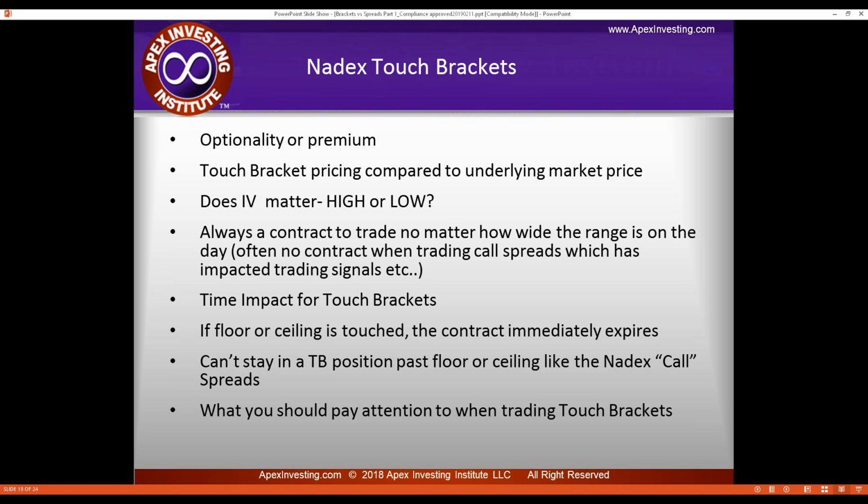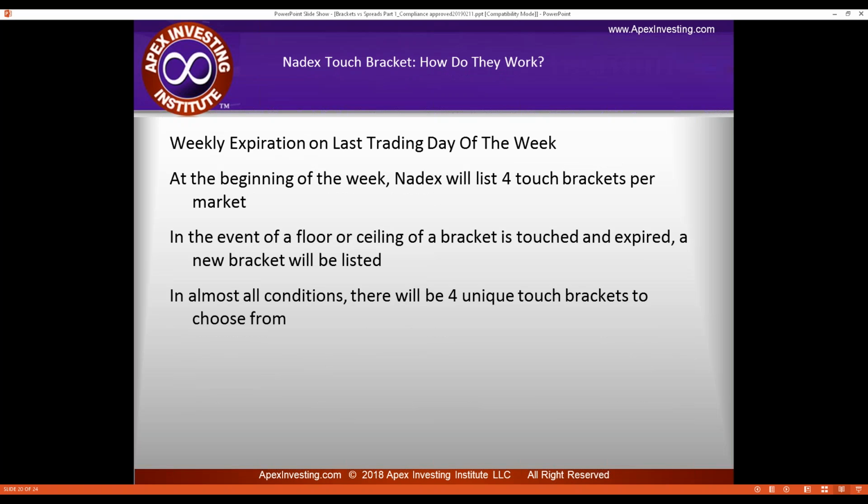But again, if the floor or ceiling is touched, the contract automatically expires. You cannot stay in a position outside of the floor or ceiling like you can on a call spread. So those are some things you should pay attention to when you're trading touch brackets. Again, they're also weekly expirations. They're not intraday or end of day. So if you're trading longer term trades, you might want to take a look at those.